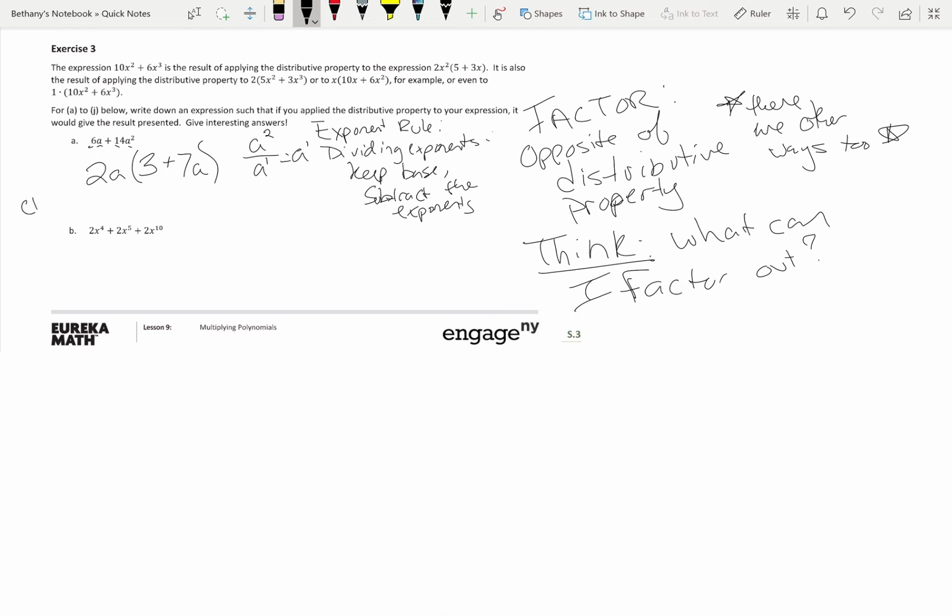You can always check to see if you're correct by doing the distributive property. 2a times 3 is 6a. 2a times 7a would be 14a squared, so I know I'm correct.